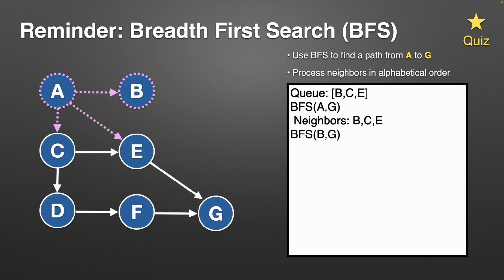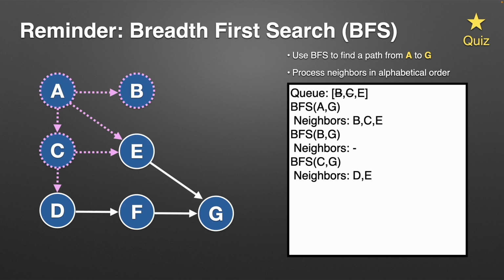And we call breadth first search on B. And so we get B's neighbors, which it doesn't have any neighbors, so we don't do anything. We go ahead and get the next thing from the queue. And so we get C's neighbors. Who are C's neighbors? D and E, yeah. So D and E come through.